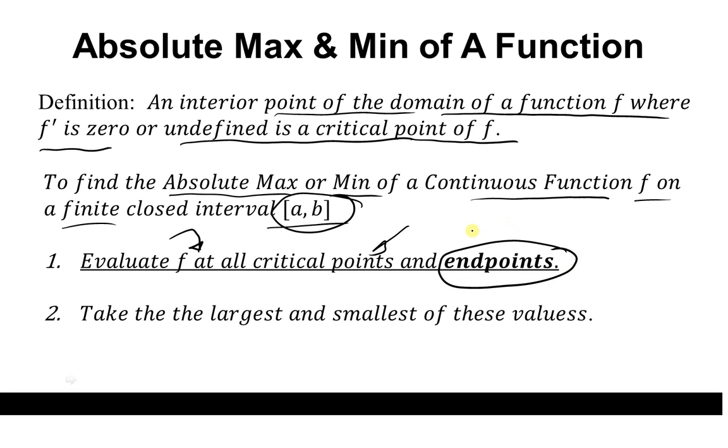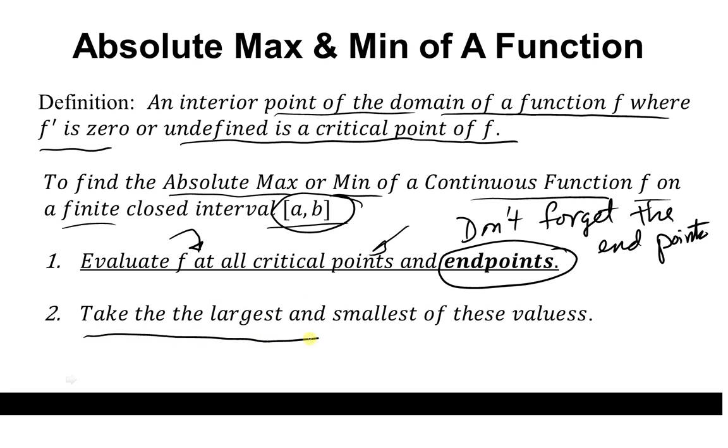So I'm going to mention to you, don't forget the endpoints. So look at all the critical points. Critical points is where the derivative is 0 or not defined, and then look at the endpoints. Evaluate the functional value at these points, and then take the largest and smallest of these values, which would be your absolute max and absolute min.